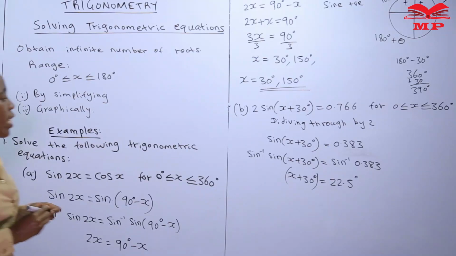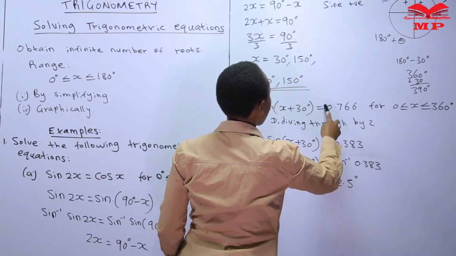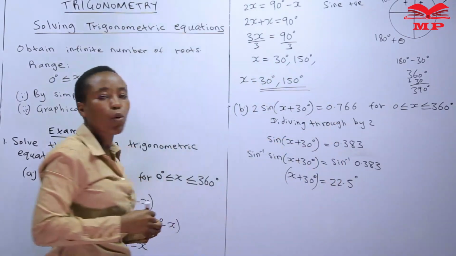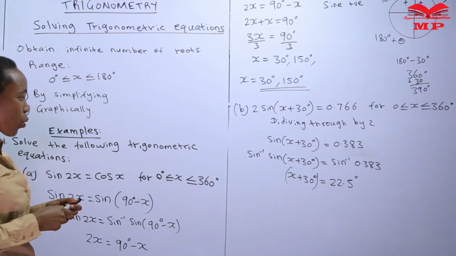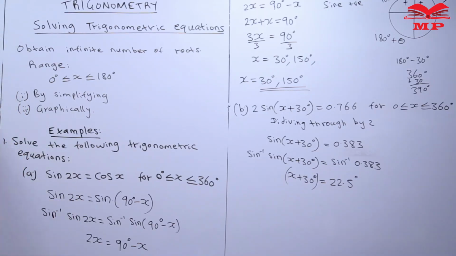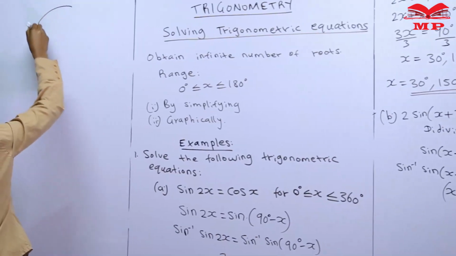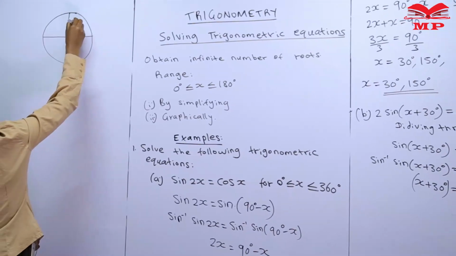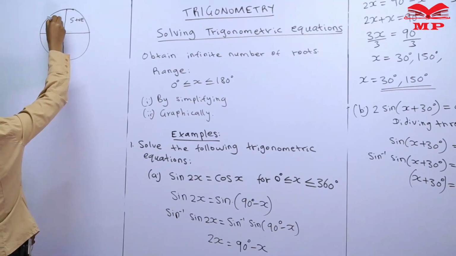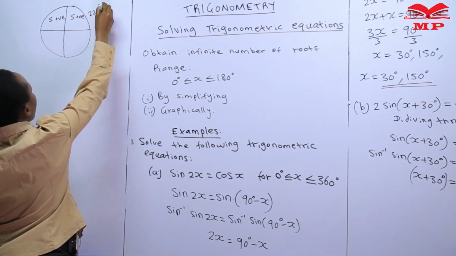And as we can see again, our sine is positive. Even from this, it is positive, it's not negative. And therefore, in the unit circle again, we consider where sine is positive. So we'll have our acute angle, which is 22.5 degrees. With the unit circle, here the sine is positive, and again here the sine is positive. So we have the first angle, which is 22.5 degrees.